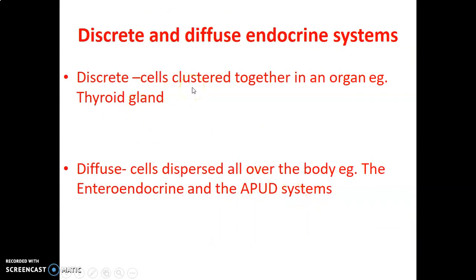So endocrine is divided into discrete and diffuse. Discrete means the endocrine cells, or the cells producing the hormones, are clustered together to form an organ, like the thyroid gland. But diffuse endocrine system, you have cells that are producing these chemical substances, but they're dispersed all over the body. And we call this the enteroendocrine cells, or cells with the amine precursor uptake and decarboxylation system.